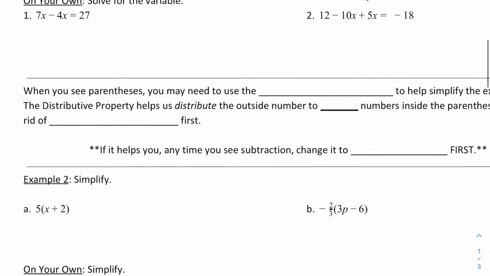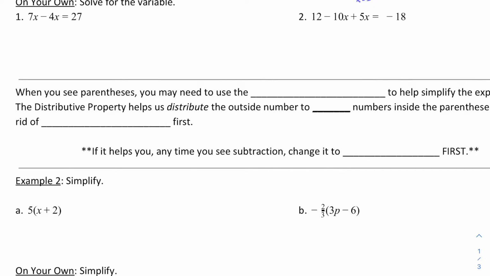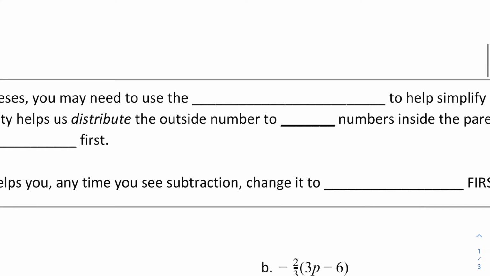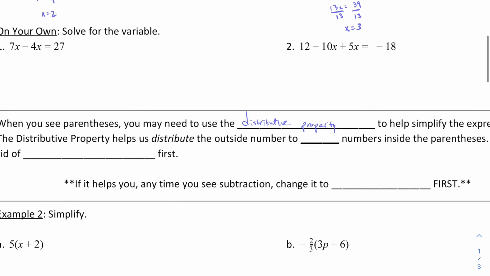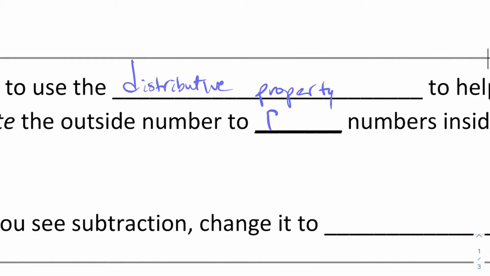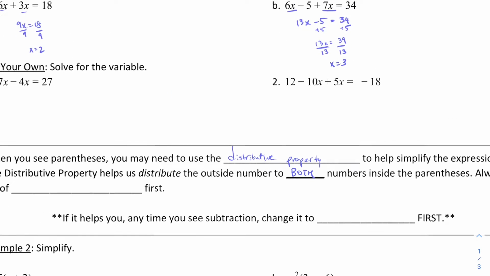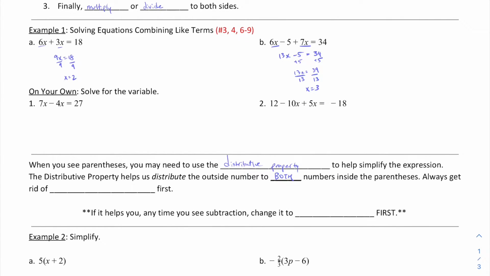Alright, next. When you see parentheses, you may need to use the distributive property to help simplify the expression. The distributive property helps us distribute the outside numbers to both numbers inside the parentheses. Remember, you always get rid of parentheses first. Once again, if it helps you, anytime you see subtraction, you could change it to a plus negative. And it should help you out if you feel comfortable with that.